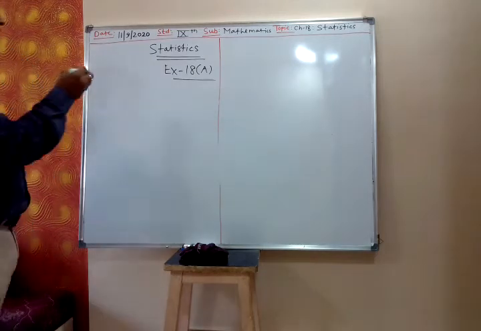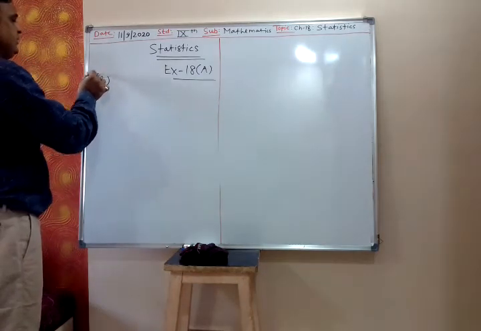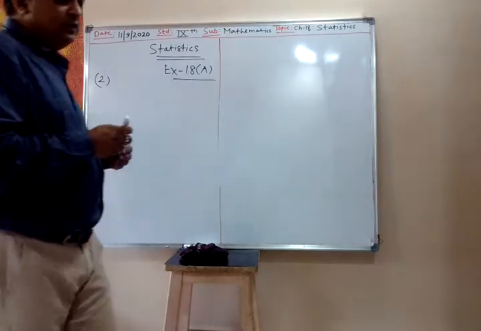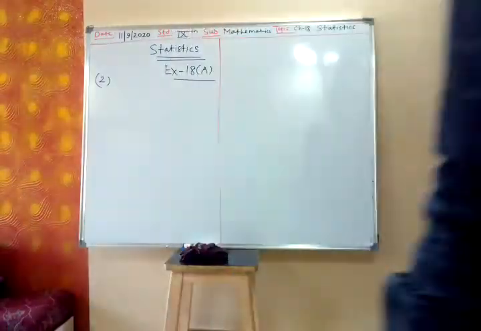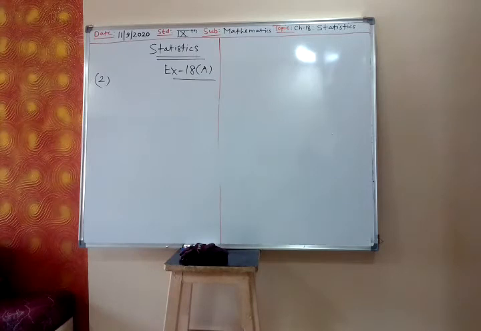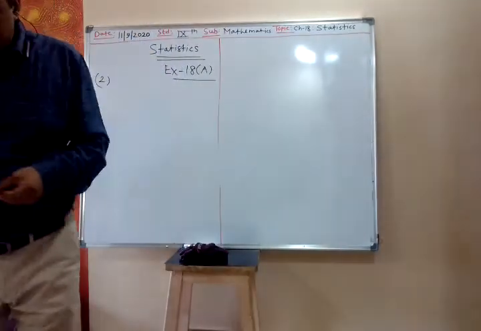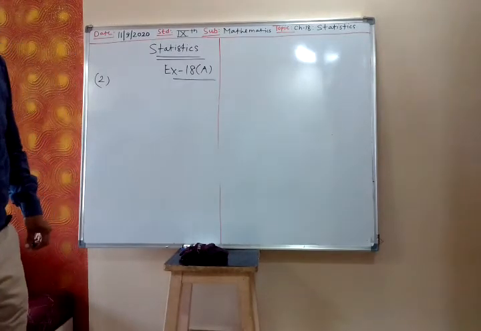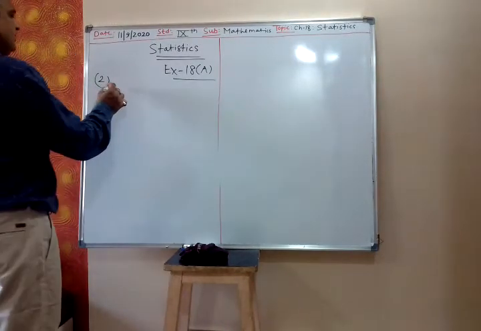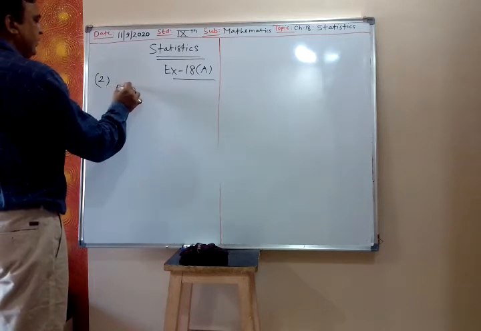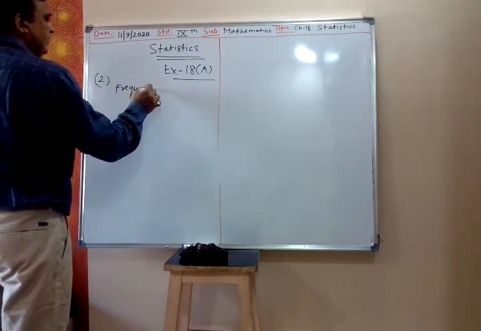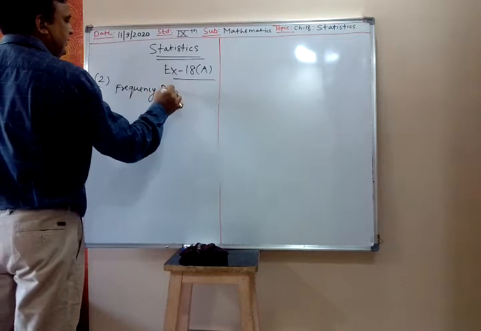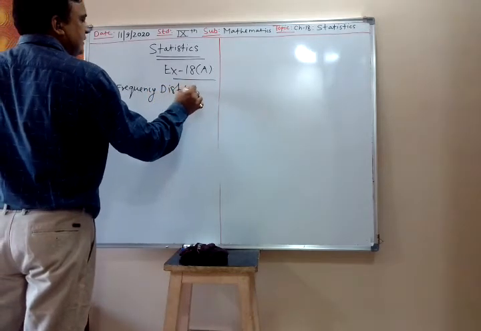Now let us do the second onwards. Second is important. Prepare the frequency distribution table. First one is homework. Now second, prepare the frequency distribution table. So now we write frequency distribution table. Now what do you mean by frequency?